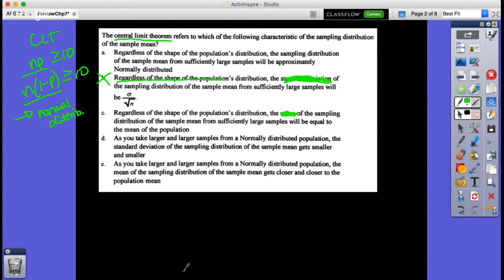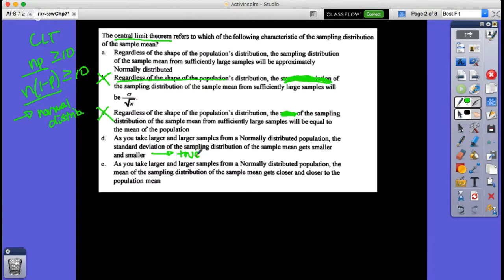Nothing to do with it in terms of the central limit theorem. So that's gone. As you take larger and larger samples from a normally distributed population, the standard deviation of the sampling distribution of the sample mean gets smaller and smaller. Well, if you increase the sample size, yes, this is true, but it has nothing to do with the central limit theorem.